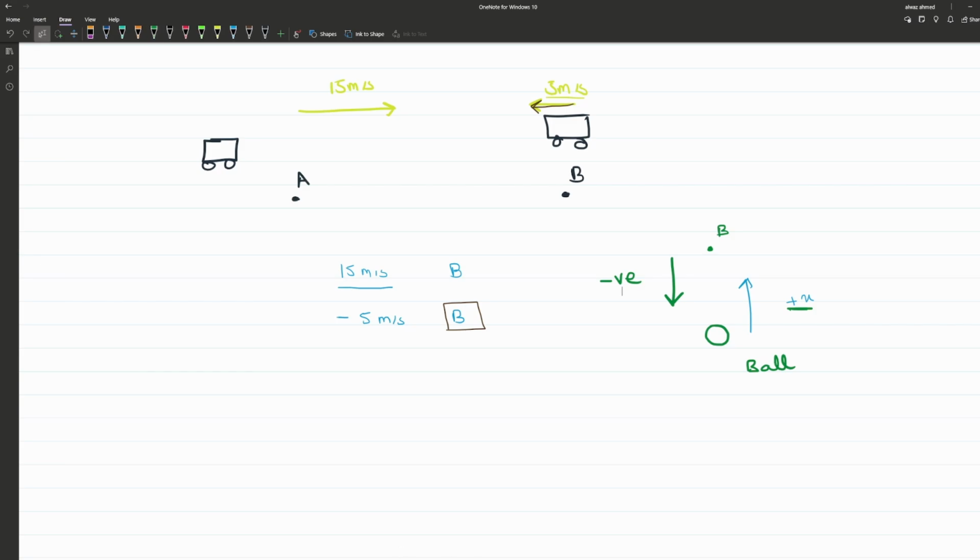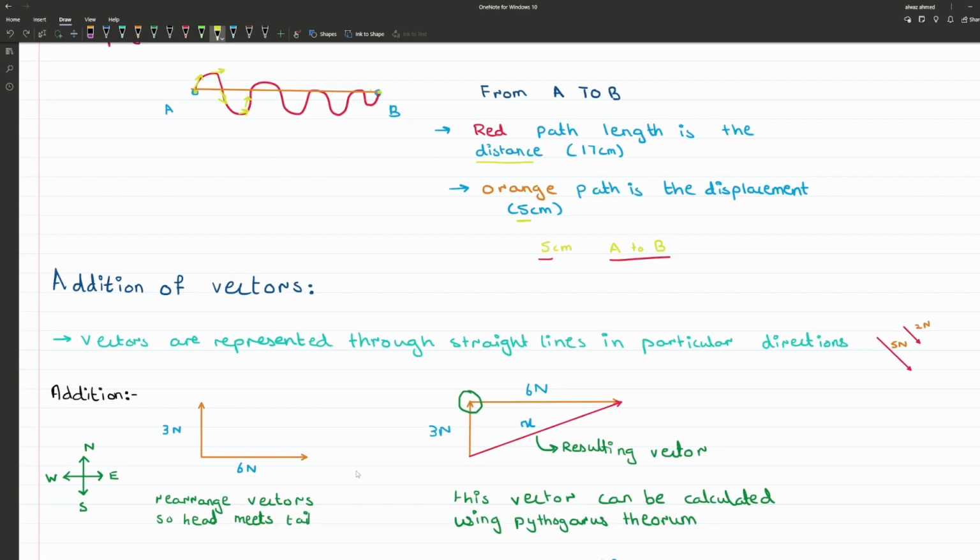I hope that made sense. Okay, so now we're going to be talking about the addition of vectors by implementing the concept that we learned earlier. So vectors are the visual representation of vector quantities.